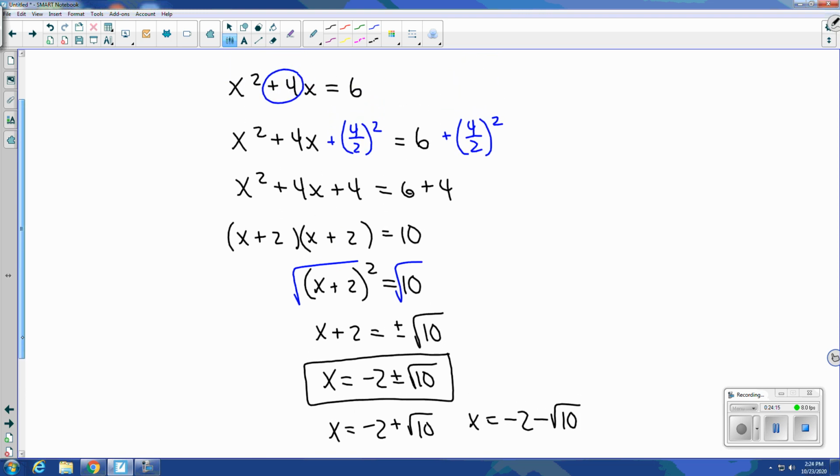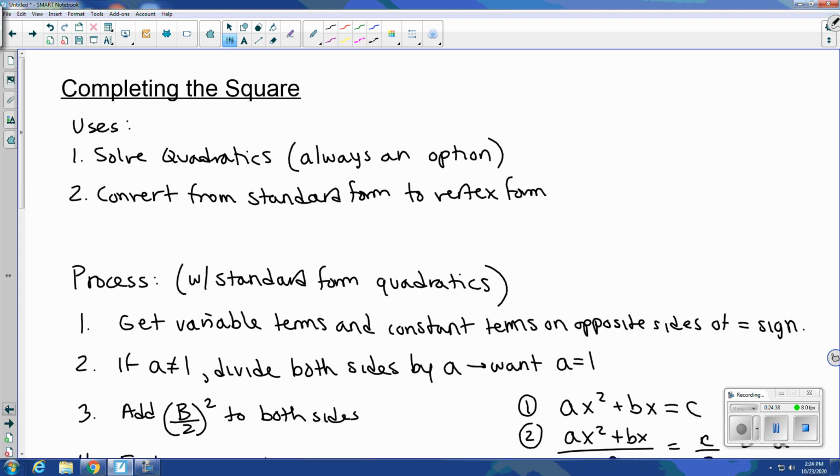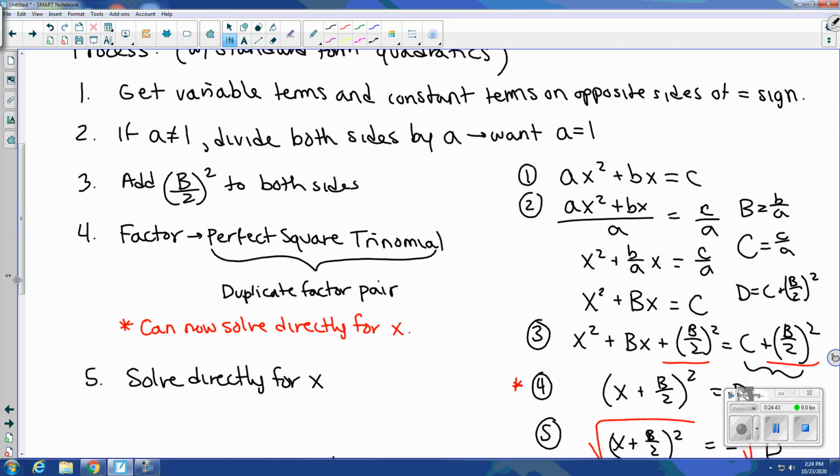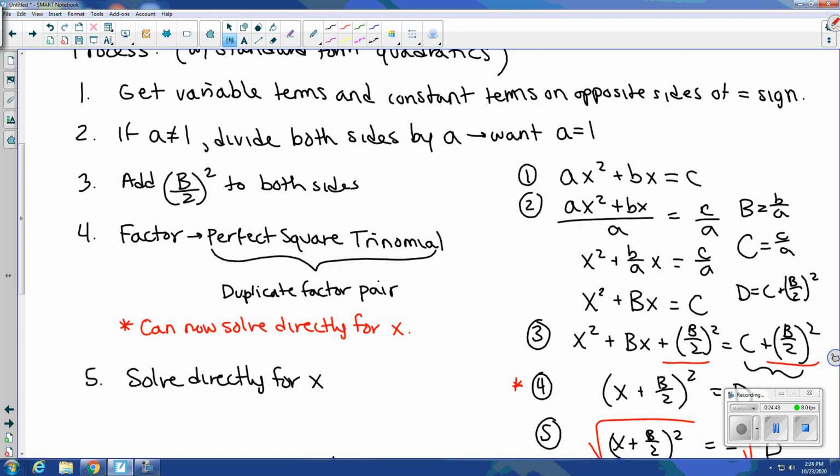Keep in mind that you separate variables and constants. It's important that you have an a value equal to 1. You cannot complete the square unless that is taken care of first. And when we add b over 2 squared to both sides, you're considering the b term after you've made a equal to 1. Get it? So let's add that into this process. So when we add this b over 2 squared to both sides, that's step 3.